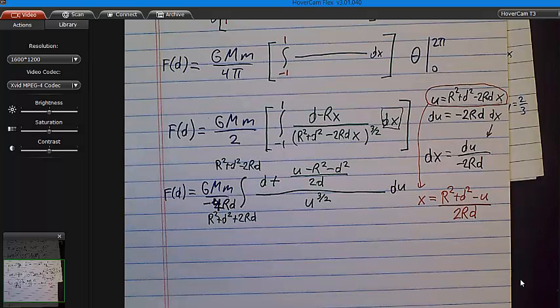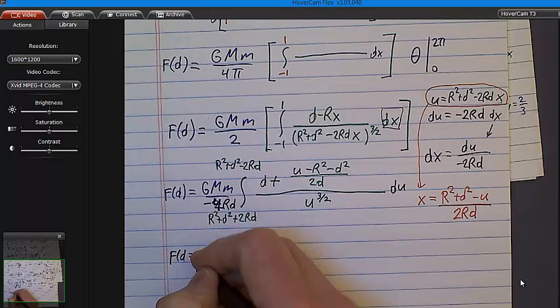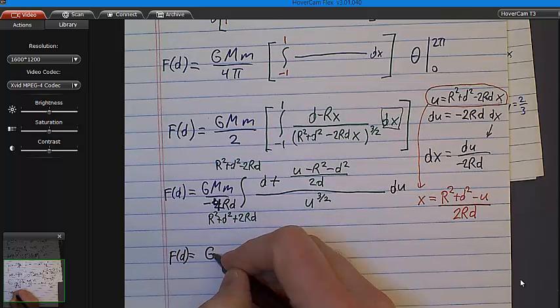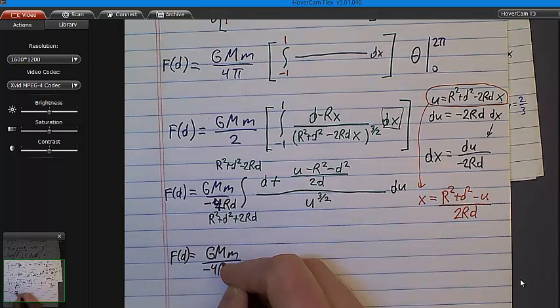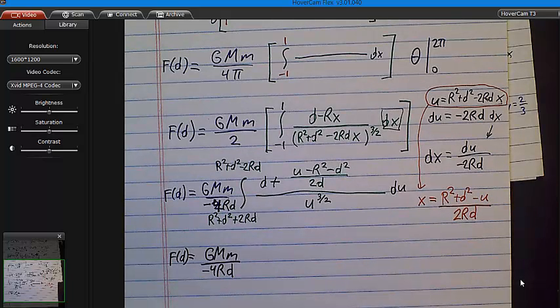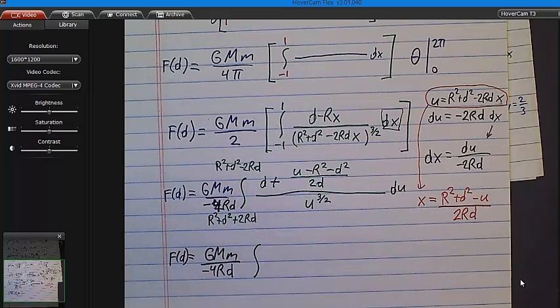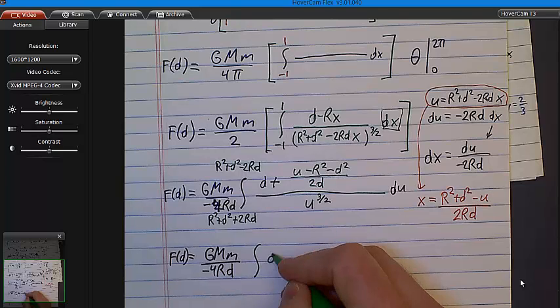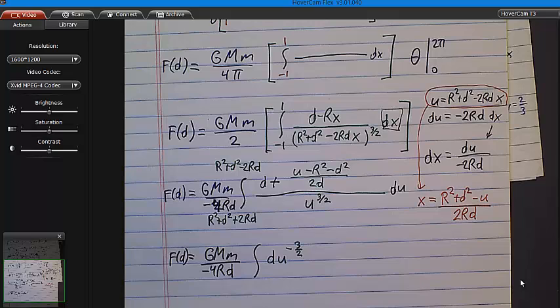So I claim we are now here. F of D is equal to G big M little m over negative 4RD times the integral of what? I'm not going to write those limits again now. We could look back at them later. I'm going to write it as du to the negative 3 halves, right? Is that the first piece? Is that okay?